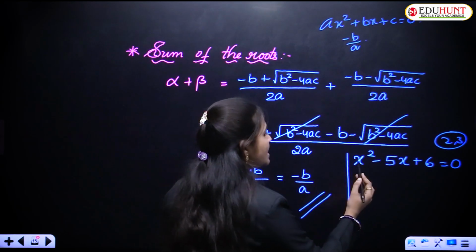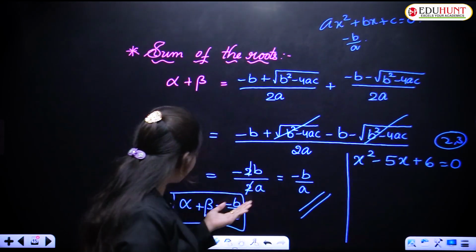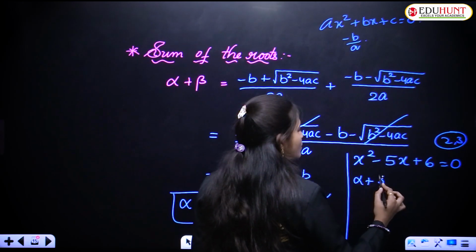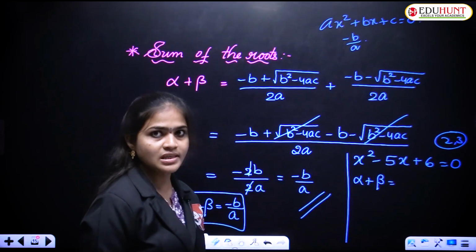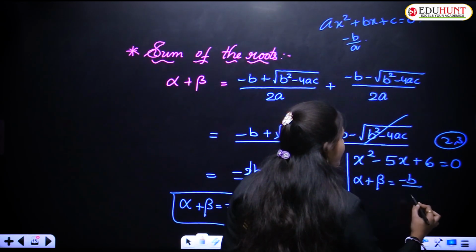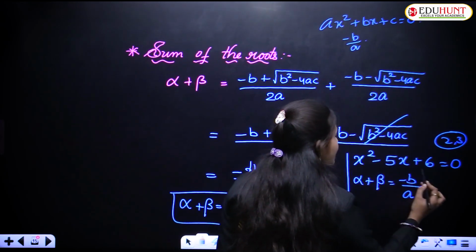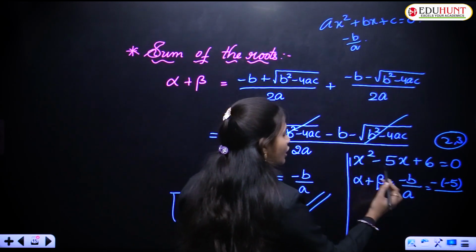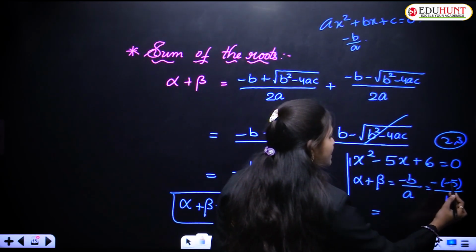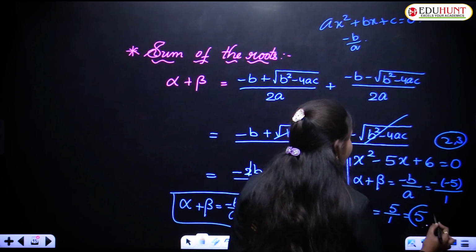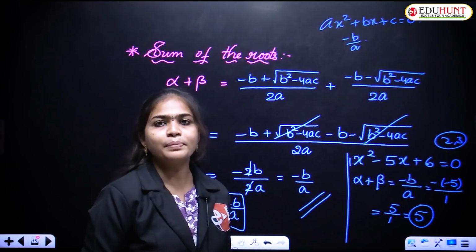Okay? So see here, by using this formula, I am asking for the sum of the roots, alpha plus beta. So the sum of the roots is equal to minus b by a. Here b is equal to minus 5, so minus of minus 5, and here a is equal to 1. So minus into minus is plus 5 by 1, which equals 5. So that is plus 5.